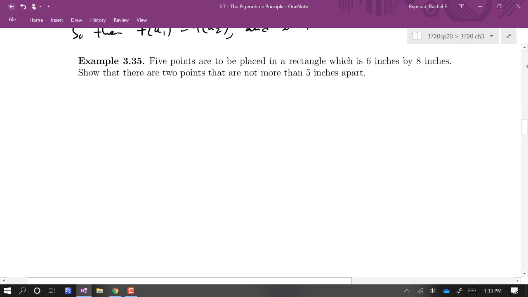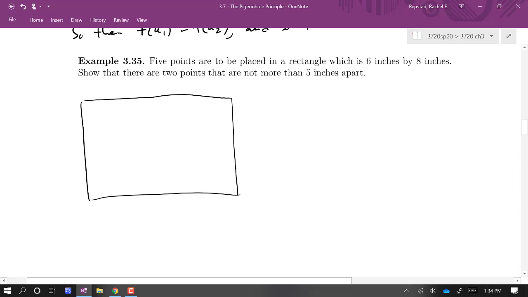So here's another example. We've got 5 points that we're going to place in a rectangle that's 6 by 8 inches. And we're going to show that there are 2 points that are not more than 5 inches apart. So I'm going to make this one a bit visual in how we think about it. So here's our rectangle that's 6 by 8. All right, so we've got 8 inches by 6 inches.